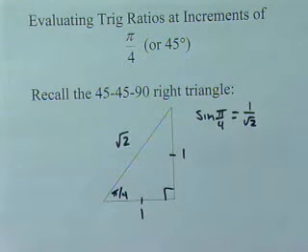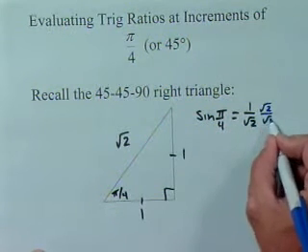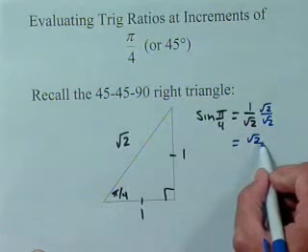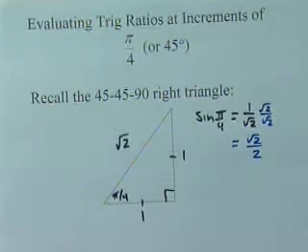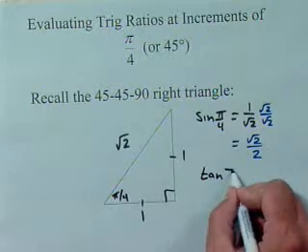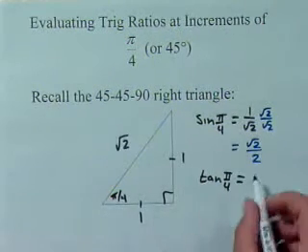Now, I'm fine with that as an answer, but you might see this answer as, let's see, we can get rid of that square root in the denominator by multiplying top and bottom by square root 2. You may also see it as square root 2 over 2. So I'll show you both. What would be the tangent of pi over 4? Well, tangent is opposite over adjacent.